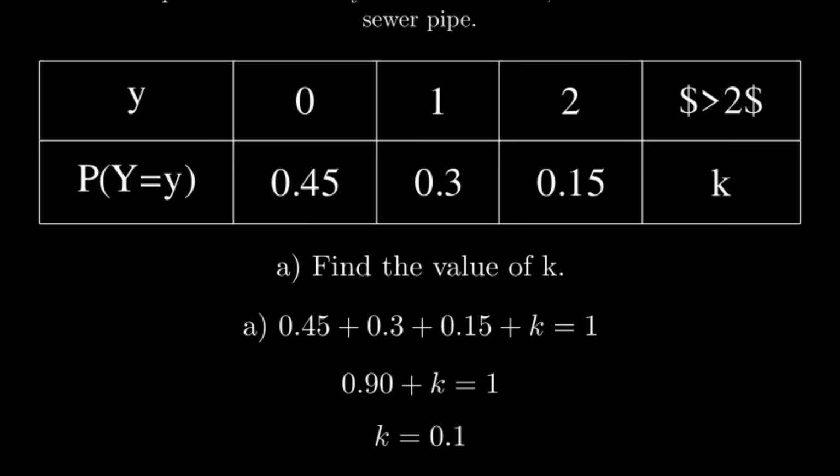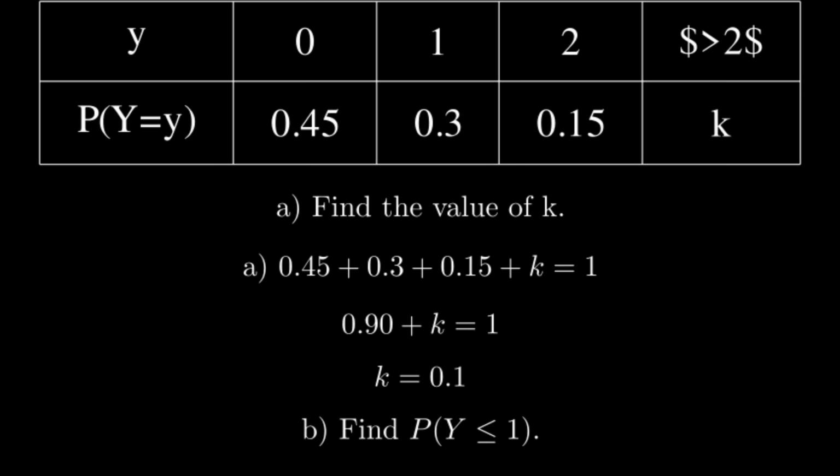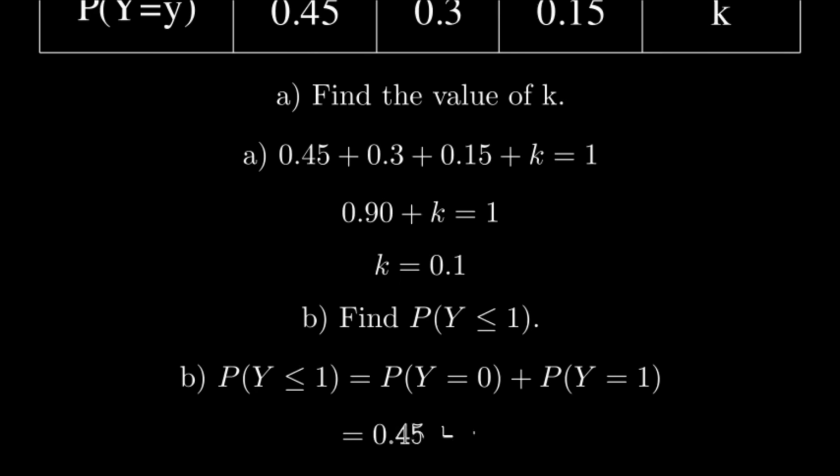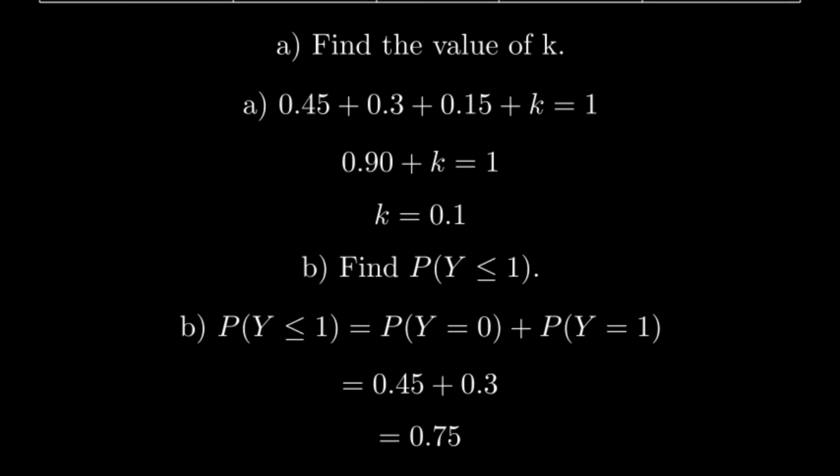Now for the second part, we need to find the probability that Y is less than or equal to 1. This means Y can be either 0 or 1. To find this probability, we simply add the probabilities of these two outcomes. P(Y = 0) is 0.45, and P(Y = 1) is 0.3.